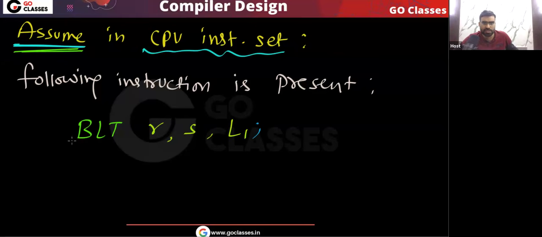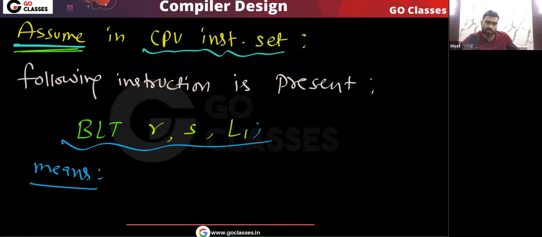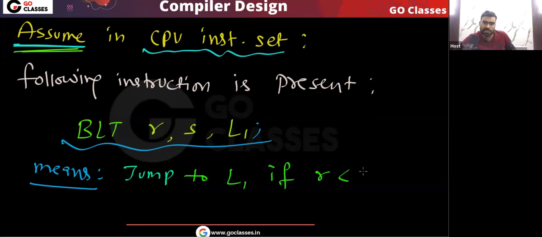Let me tell you what this means. Branch if less than means jump if less than. Jump if R is less than S. Where to jump? Jump to L1. Jump to L1 if R is less than S. So let's assume this instruction is present in the CPU instruction set.